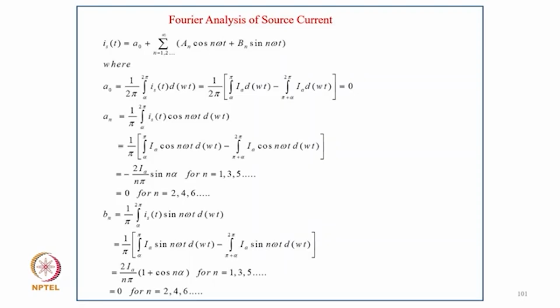And is(t) equals A0 plus the sum from n equal to 1 to infinity of in bracket An cos nωt plus Bn sin nωt, where A0 equals 1 upon 2π, integral from α to 2π of is(t) d(ωt), and putting the value it comes 0. An equals 1 upon π, integral of is cos nωt, and putting the value it comes minus 2I upon nπ sin nα for n equal to 1, 3, 5, and for even harmonics it is 0. For Bn again, 1 upon π, integral of is sin nωt, and putting the value it comes 2I upon nπ in bracket 1 plus cos nα for odd harmonics, and equal to 0 for even harmonics.